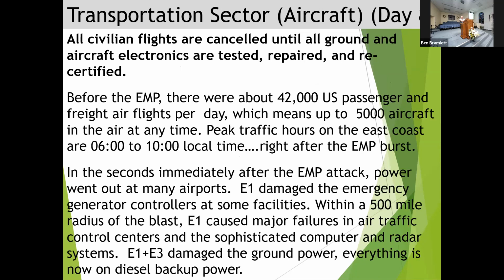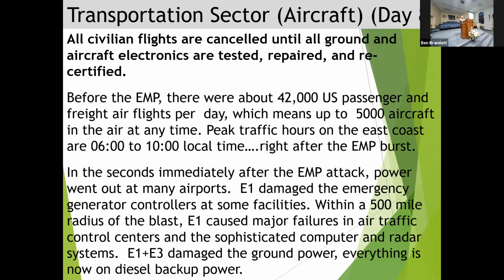Aircraft. This is the one part that's just kind of grisly. I looked up, and in 2016, when I did the first of this, there was typically 42,000 U.S. passenger and freight air flights every day. If you average that out, that's about 5,000 aircraft in the air at any given time. And the peak traffic hours on the East Coast are between 6 and 10, right after the EMP blast.